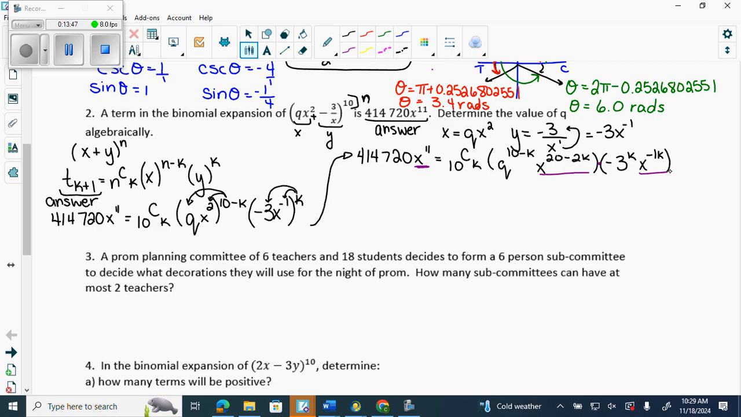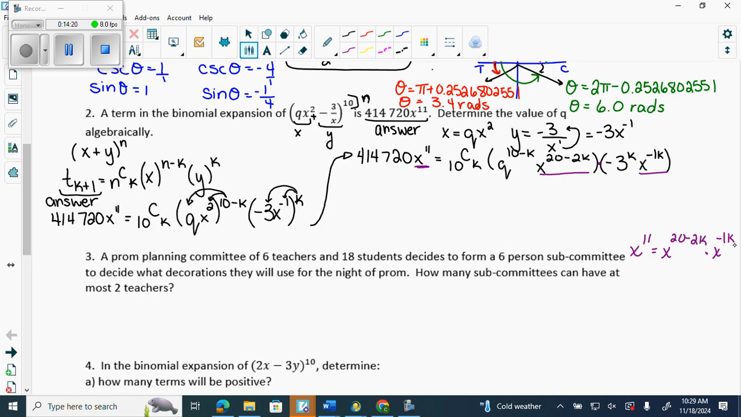I'm going to go x to the 11 equals x to the 20 minus 2k times x to the negative 1k. So all I did was take the x's out. Does everyone understand that? That makes sense to everyone.